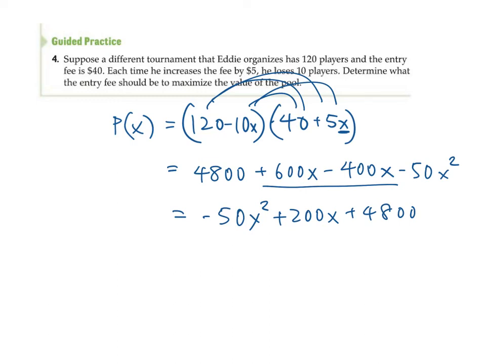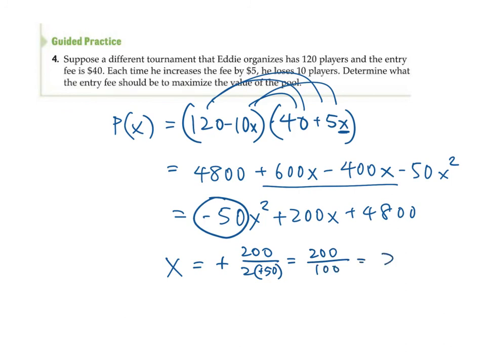That's my final function. So to figure out how to maximize the value of the pool, first of all, I notice that the leading coefficient is negative, which means I have a maximum value, so that checks out. I'm going to find the axis of symmetry by using negative b over 2a. Negative and negative cancel out. This is equal to 200 over 100, which is equal to 2.